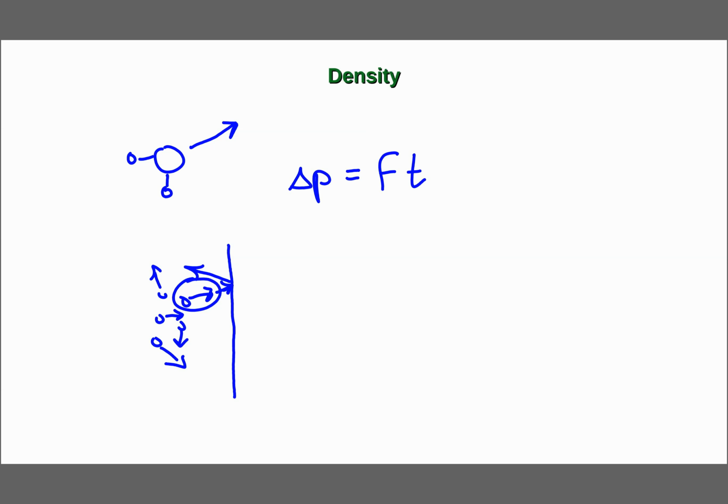But then remember Newton's third law. And when we consider that, then the molecule is applying the same force to the surface, right? It's an interaction between the molecule and the surface. And so when the surface applies a force like this to the molecule, the molecule applies a force like this to the surface. Okay?